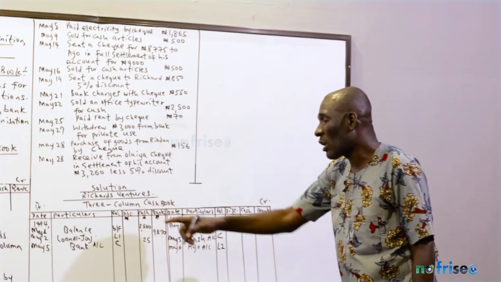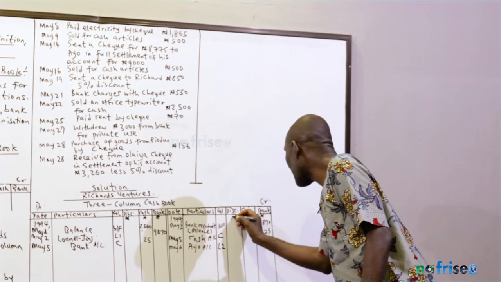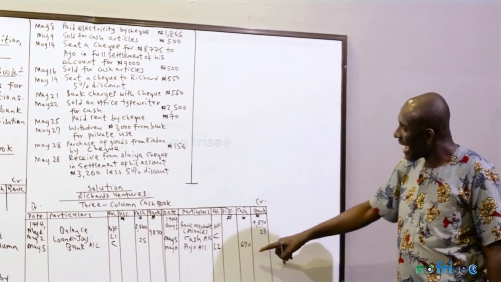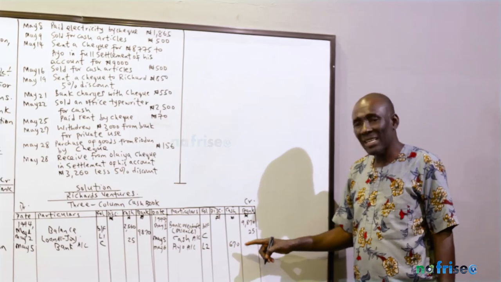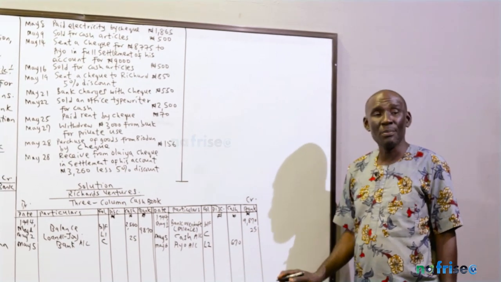Now, it was paid in cash. How much? 670. So let's put a naira sign. Under cash, you put 670. So if you see, 670 left cash. How come? It was paid to Ayo. Okay, it is very clear. You see the beauty of accounting.